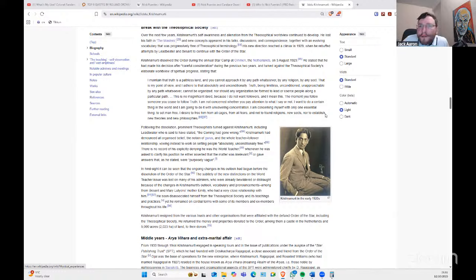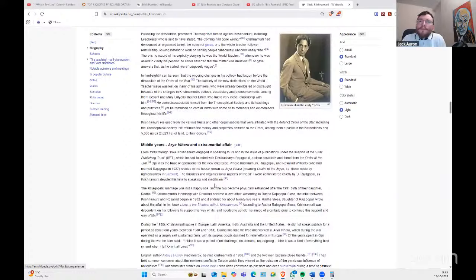When you follow someone, you cease to follow truth. I'm not concerned whether you pay attention to what I say or not. I want to do a certain thing in the world, and I'm doing it with unwavering concentration. I concern myself with only one essential thing: to set man free. I desire to free him from all cages, from all fears, not to found religions, new sects, not to establish new theories and new philosophies. Absolutely, unconditionally free. Interesting.